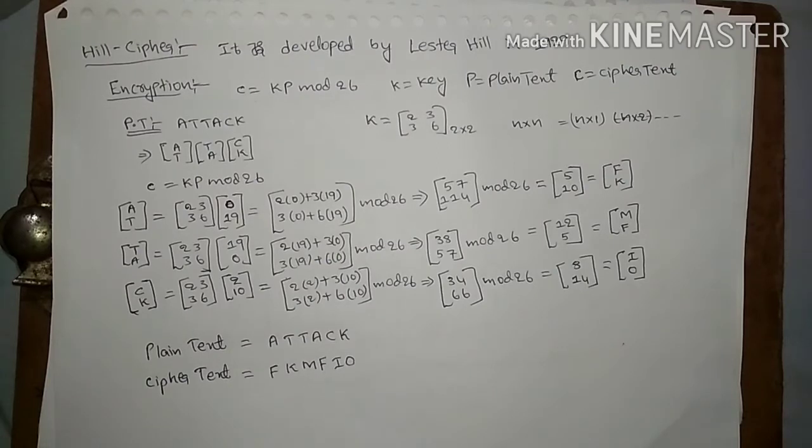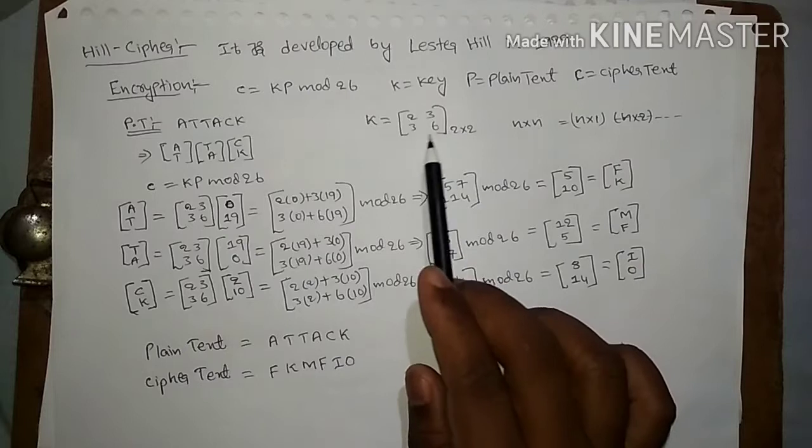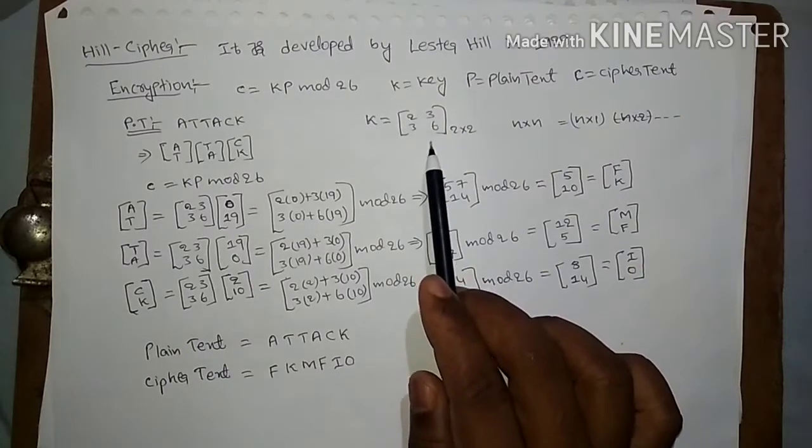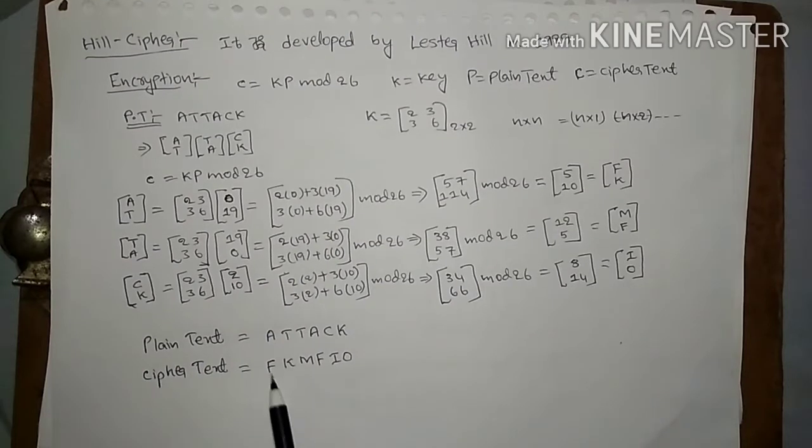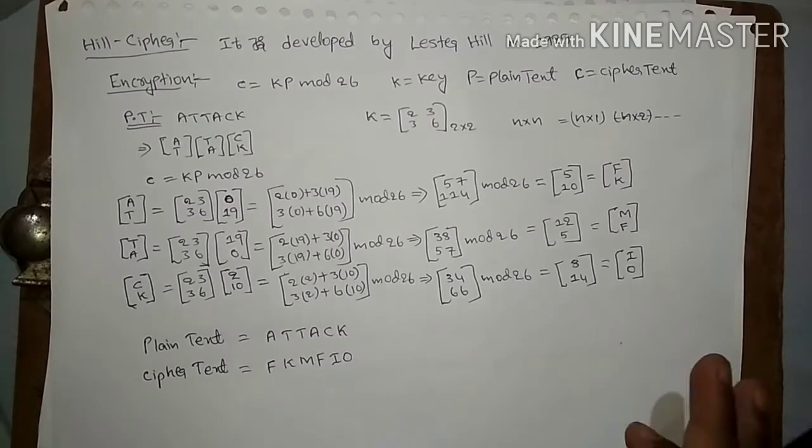By using this Hill cipher, encryption is done. This is the given plain text and this is the key matrix. We generated the ciphertext as FKMFIO. Now we have to decrypt. That means we have to take this ciphertext FKMFIO and generate the plain text ATTACK.